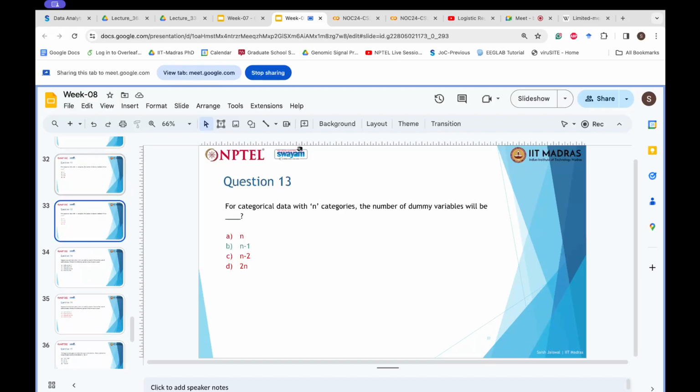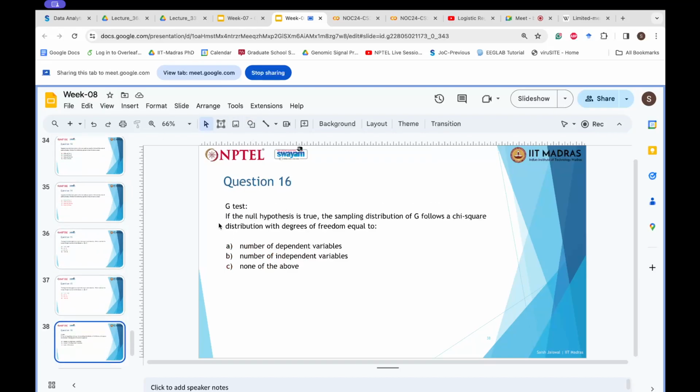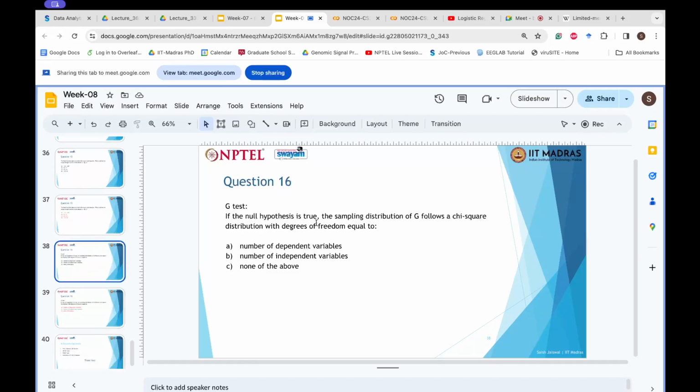So this also we saw. In the G test, if the null hypothesis is true, the sampling distribution of G follows a chi-square distribution with degrees of freedom equal to, we saw the answer also, I'll stop it over here, the number of independent variables.